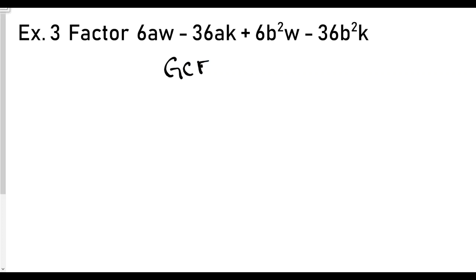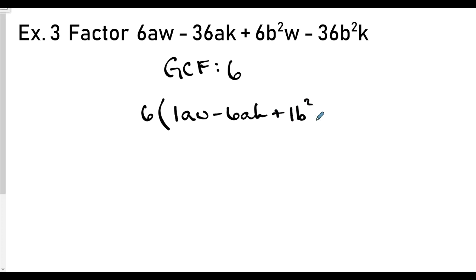Can we find a GCF of the entire thing first? 6, 36, 6, 36. Yep, I can probably take out a 6. This one has an a and a w. This one has an a and a k. This one doesn't have an a. That one doesn't have an a. So all we can take out is a 6. So let's factor a 6 out of everything. So it's really just 1aw minus 6ak plus 1b squared w minus 6b squared k.